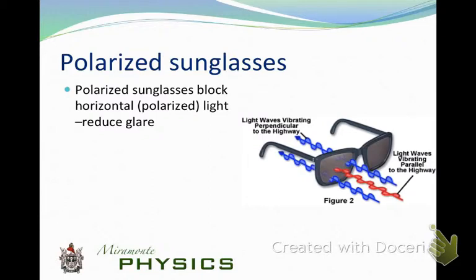Polarized sunglasses block horizontally polarized light. They let the vertical light come through, the horizontal light gets blocked out. And that's important when you're dealing with looking at a lot of reflective surfaces.